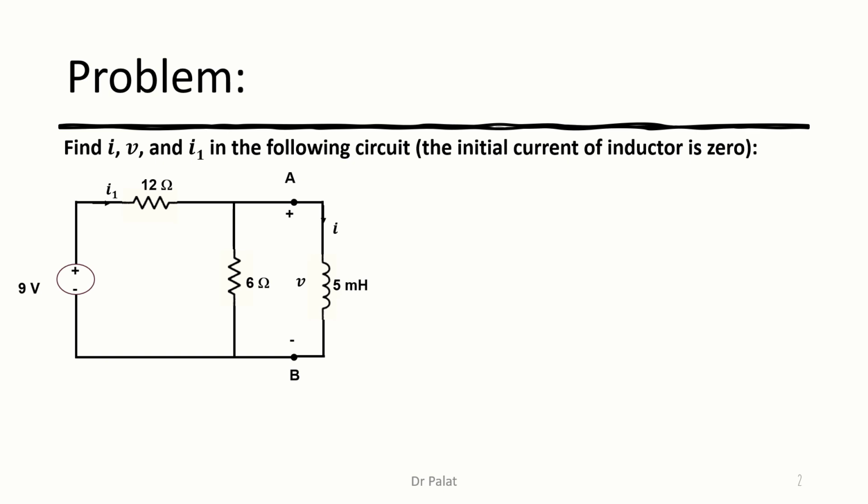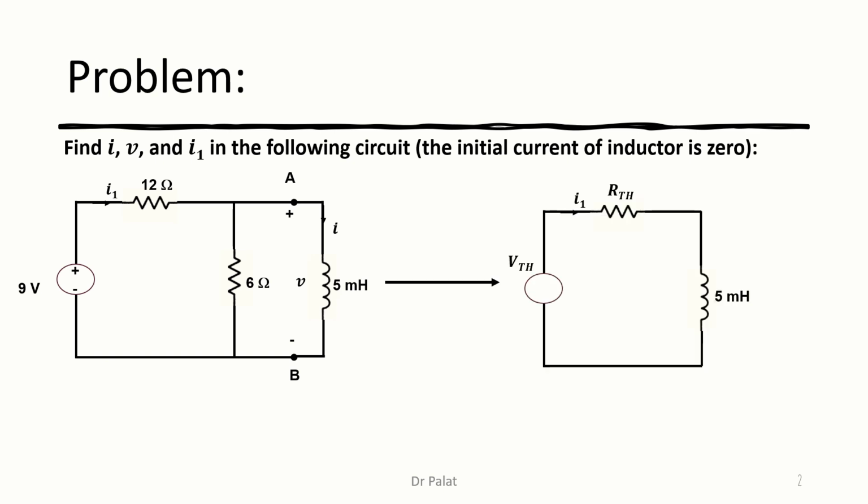What we have to do is find the current flowing through the inductor and the voltage drop across this inductor, and the current in this loop, I1. We can do this by using Thevenin's equivalent circuit. So we have to reduce this to this form. Now we have one power supply, that is Thevenin's voltage, and one Thevenin's resistance.